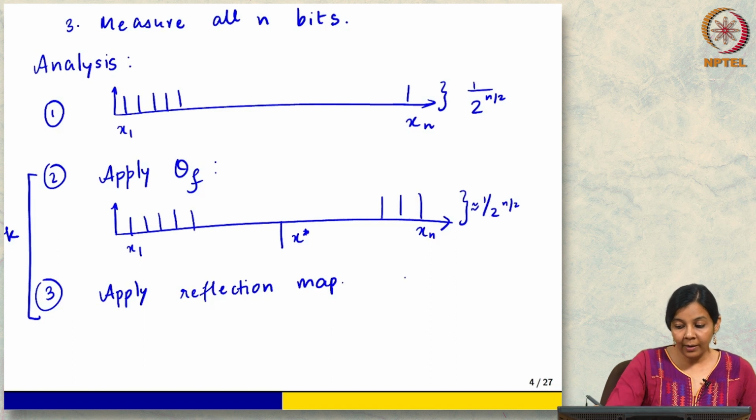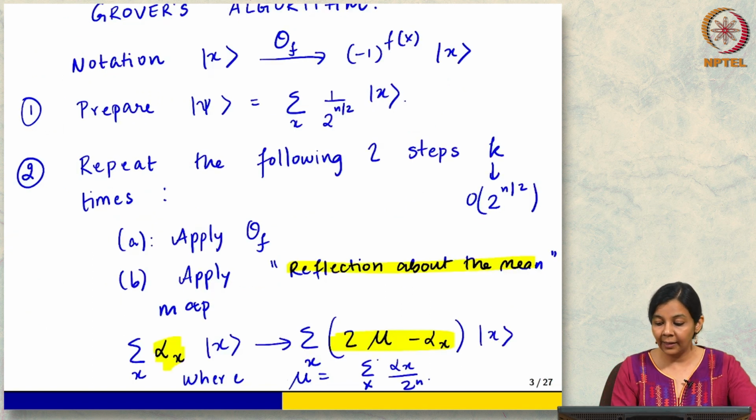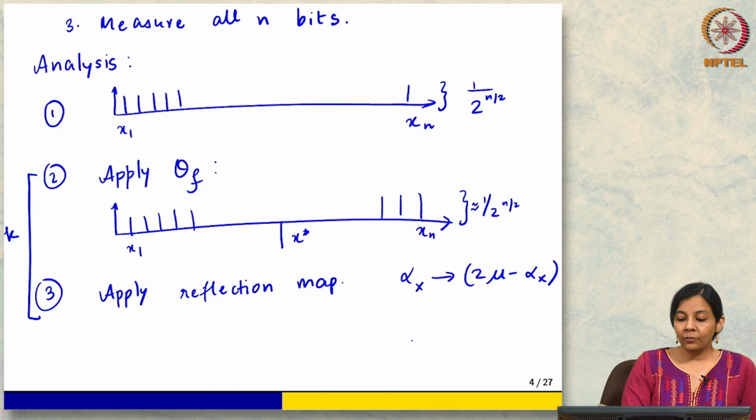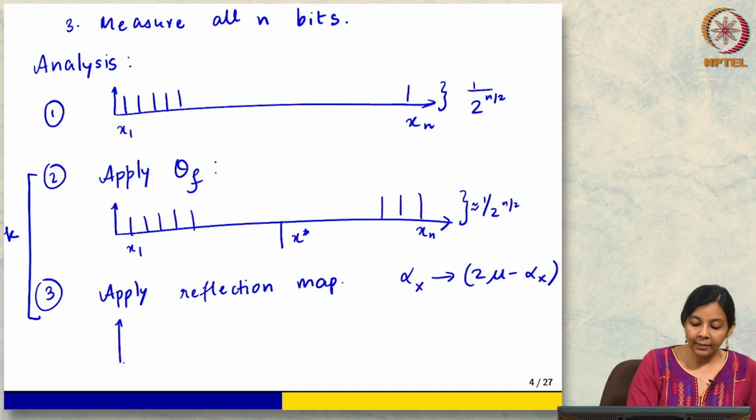So remember, what does the reflection map do? It takes alpha x to 2 mu minus alpha x. Remember, this is what we defined, right? So alpha x goes to 2 mu minus alpha x. Now can you tell me what this picture will look like?